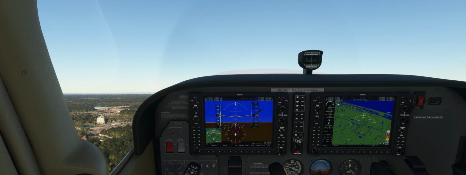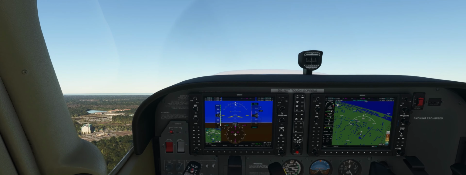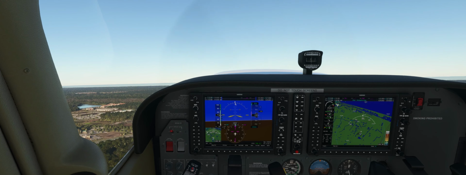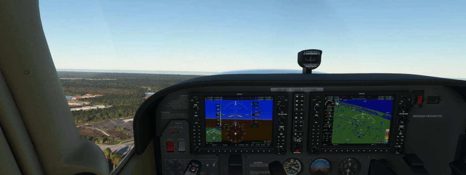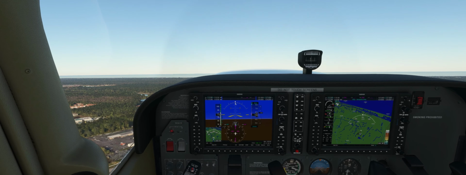Now right now we're on the upwind, and once we reach about 700 feet, that's the good point where we can start turning crosswind and continue our climb to 1,000 feet, which is the traffic pattern altitude in Flagler.